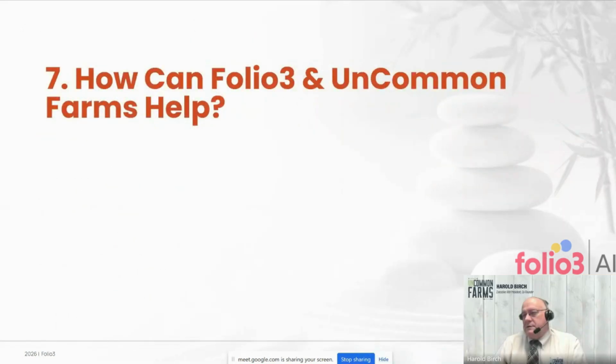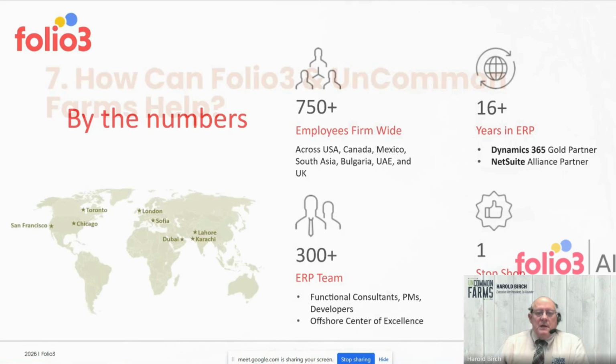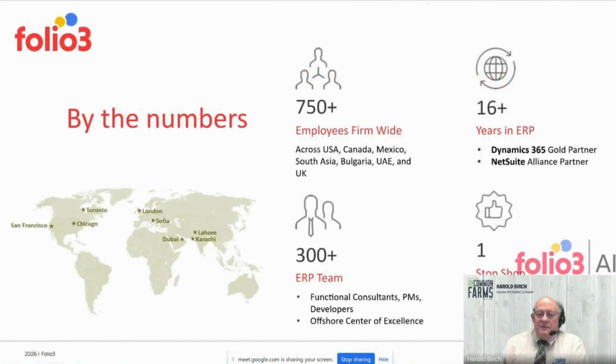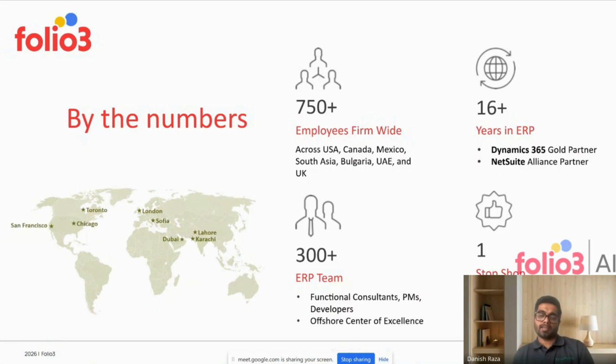Good, very good. So as we think about moving this forward, then, tell us a little bit about Folio 3 and the experiences that you guys have in the background of the company. Sure. So we have been in the business for almost 20 years now, and we have been in agriculture for 15 years. Overall, we have 750 plus employees across the world in US, Canada, Mexico, and other countries. As far as ERP is concerned, we have 16 plus years of experience. We are Microsoft solution partner for Dynamics ERP.